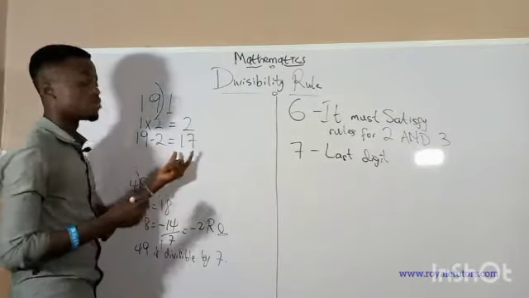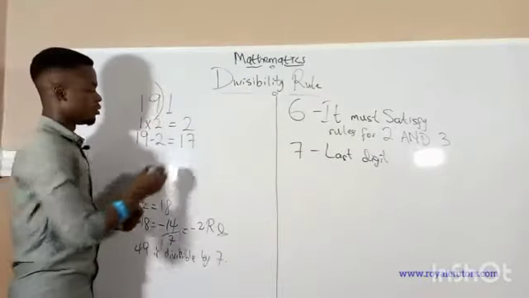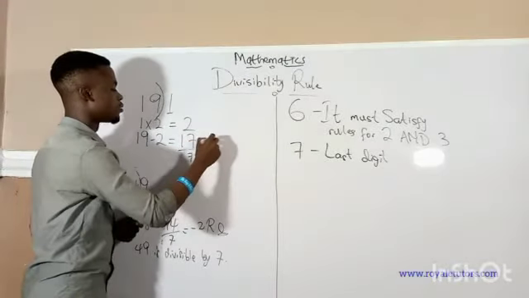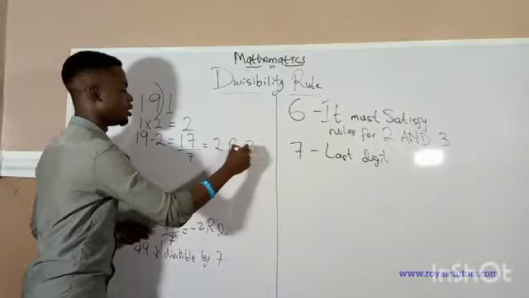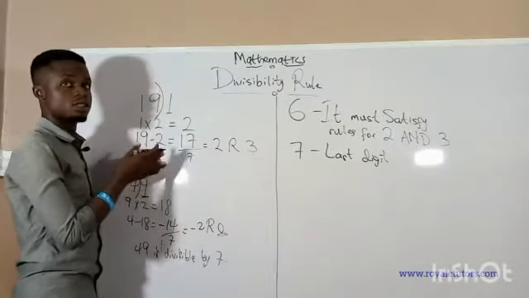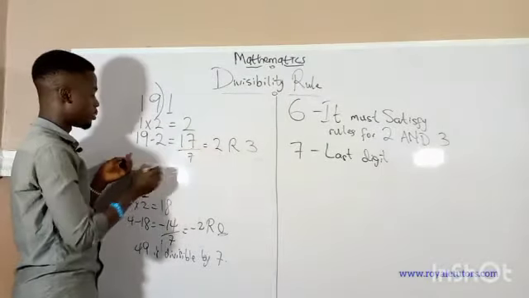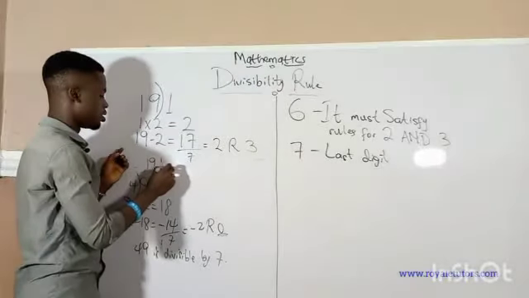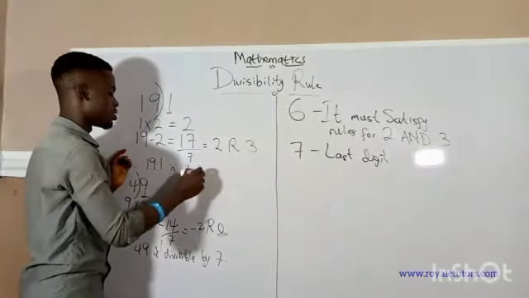So you ask yourself, is 17 divisible by 7? If you divide 17 by 7, you have 2 with a remainder of 3. Therefore, 17 doesn't give a number that is divisible by 7, which implies that 191 is not divisible by 7.